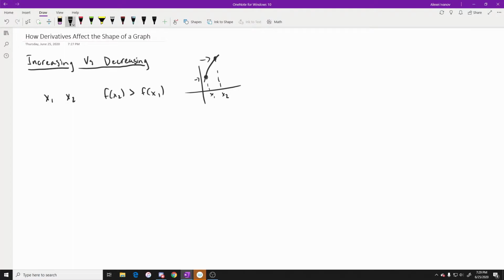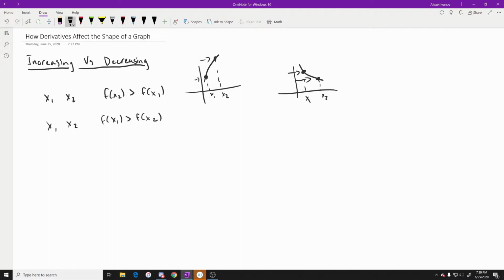Likewise, for decreasing, if we were to take an x1 and an x2, the value evaluated at x1 now is going to be larger than the value evaluated at x2. We can think of that in a similar way: if we were to think of a graph something like this, and we take x1 here and an x2 here, the value evaluated at x1 will be larger than the value evaluated at x2.